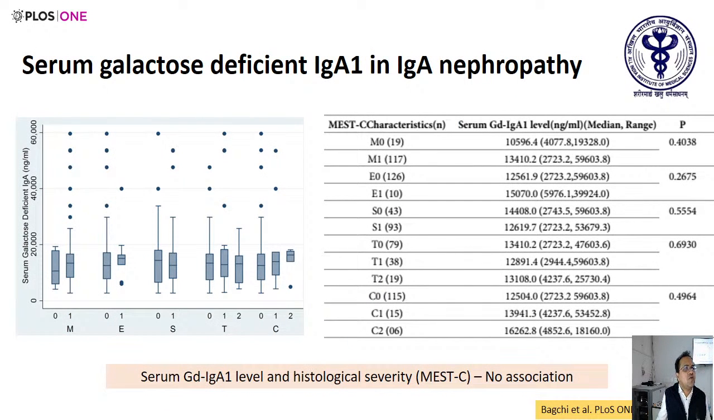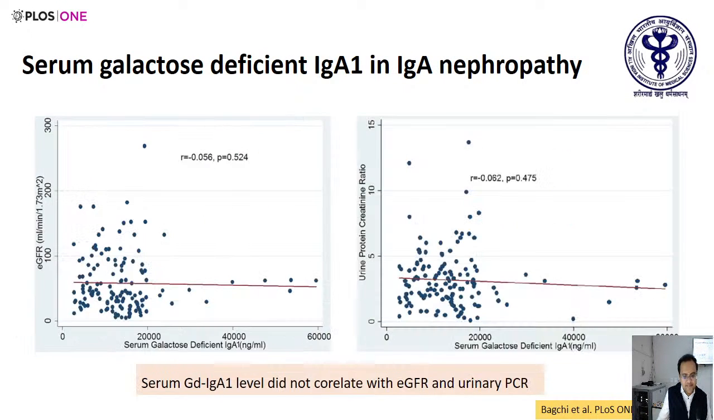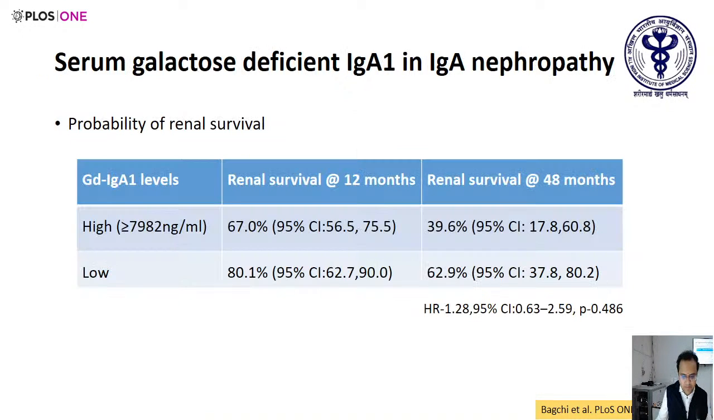The next step would be to correlate it with disease severity. So the levels were correlated with the MEST scoring system, which is accepted as a histological severity scoring. In this, it was shown that there was no association between the severity in histology and galactose deficient IgA levels. With the surrogate markers of renal disease progression like estimated GFR and urinary PCRs also, galactose deficient IgA levels did not show any positive association.